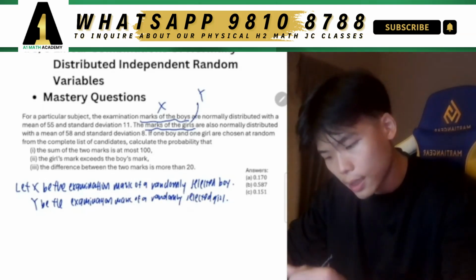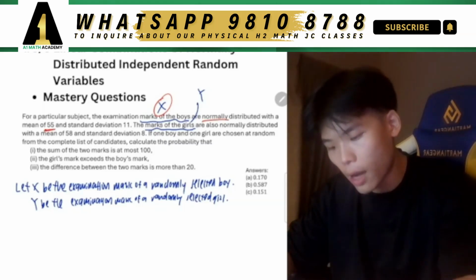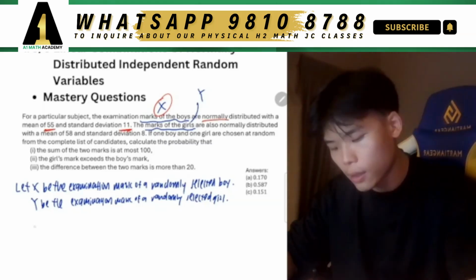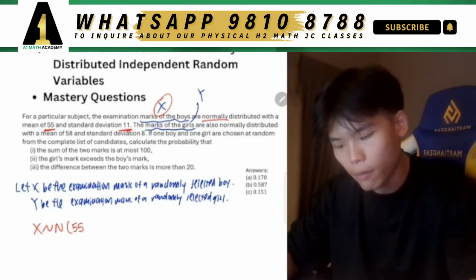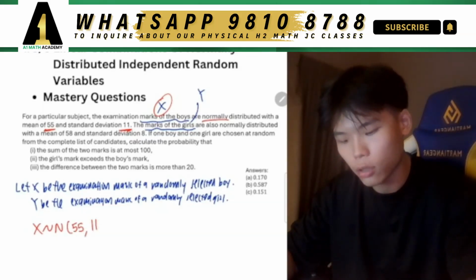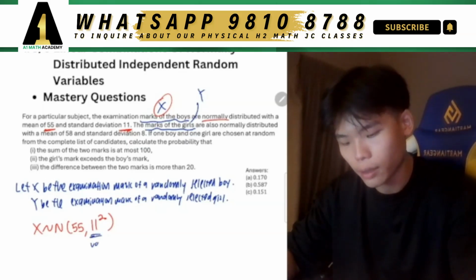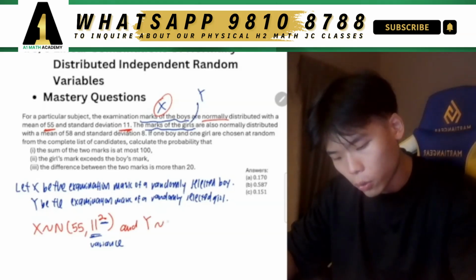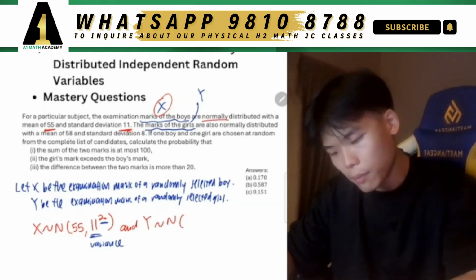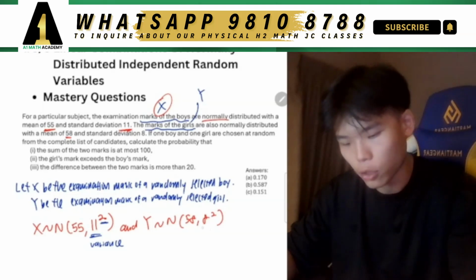Okay, so we can see that X over here follows a normal distribution with a mean of 55 and a standard deviation of 11. So X follows a normal distribution with a mean of 55 and a variance of 11 squared, right? Remember that this is always variance, so we need to square it. But we know that standard deviation in this case is 11. And Y over here follows a normal distribution as well, whereby the mean is 58 and the standard deviation is 8. So 8 squared, right? Make sure you square it.